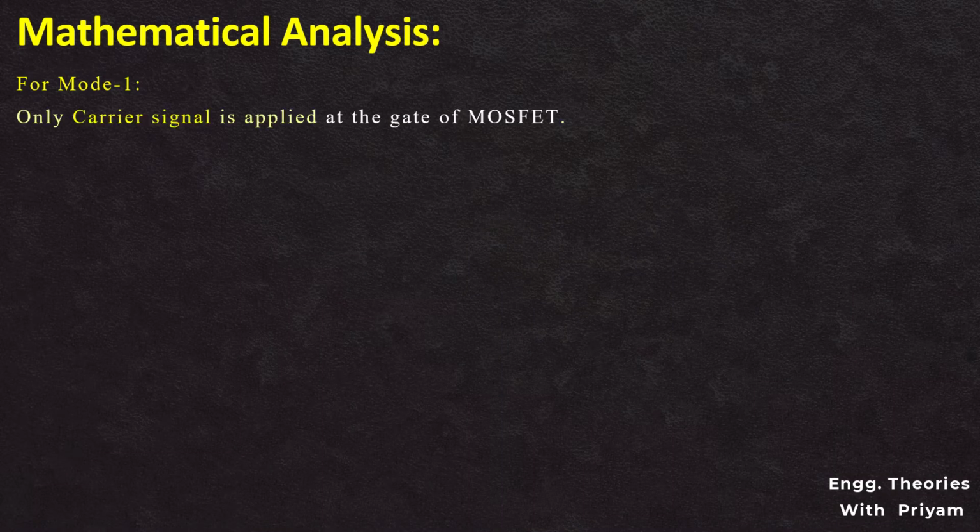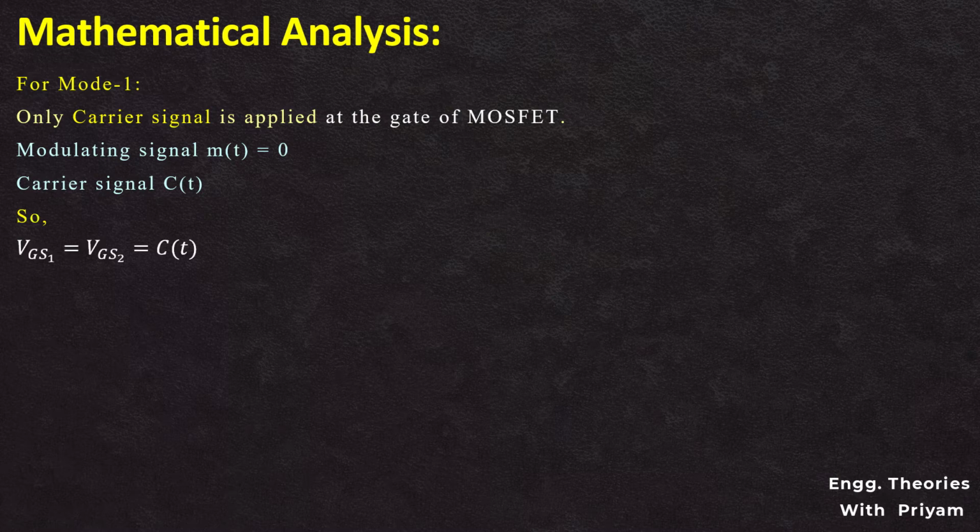At first, we will consider mode 1. For mode 1, only the carrier signal is applied at the gate of the MOSFET. So, message signal or modulating signal is equal to 0 and the carrier signal is equal to CT. Both MOSFET 1 and MOSFET 2 have the same carrier signal at their gates. So, gate to source voltage for the two MOSFETs, VGS1 equal to VGS2, will be equal to CT.